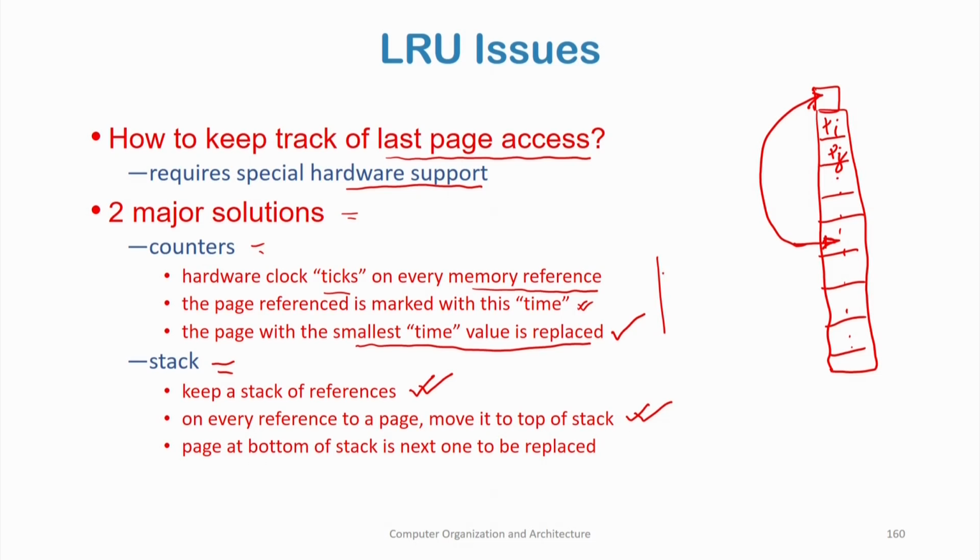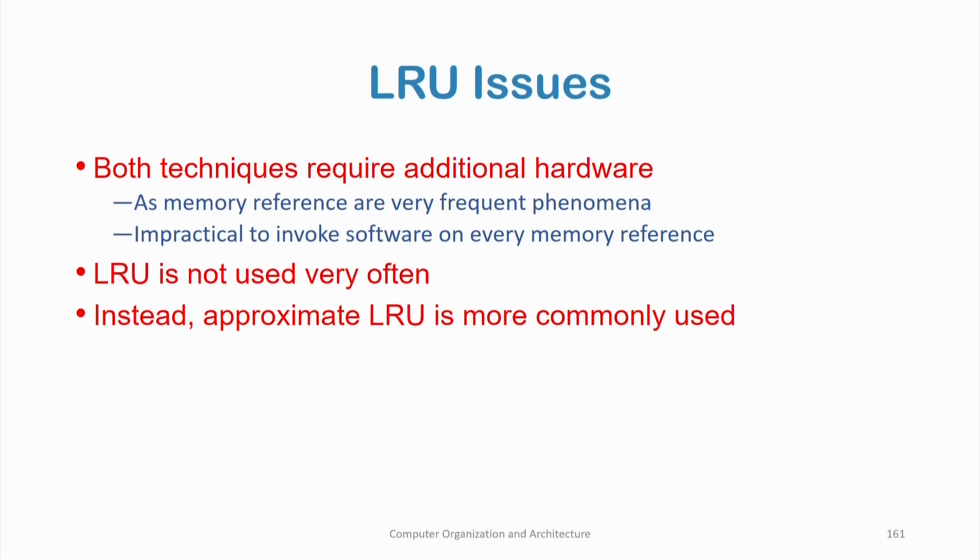So, we saw the counter based solution, and the other one is the stack based solution. We keep a stack of references. On every reference to a page, we move this page to the top of the stack. Therefore, the page at the bottom is the least recently used page. The page at the bottom of the stack is the next to be replaced, because this is the least recently used page, and this page will be selected for replacement.